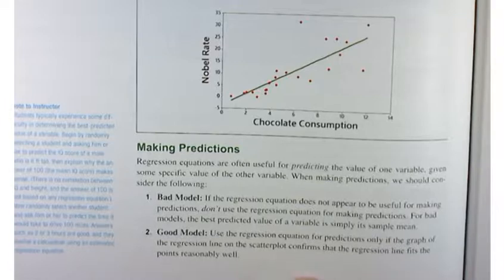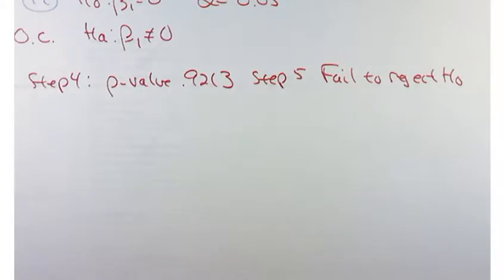So for a good model, you can use the regression equation. Now, your computer is always going to calculate a regression. It's going to give you a b1 and a b sub 0. It doesn't mean you should use them. And in this case, since you fail to reject H naught, you should just be using the mean.